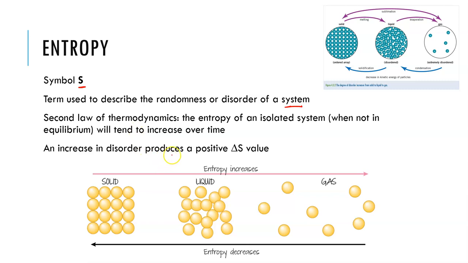So an increase in disorder produces a positive delta S, or change in entropy. Okay, so an isolated system will tend, when not in equilibrium, because remember equilibrium will have the forward and reverse reactions occurring at the same time, so when not in equilibrium will tend towards disorder.